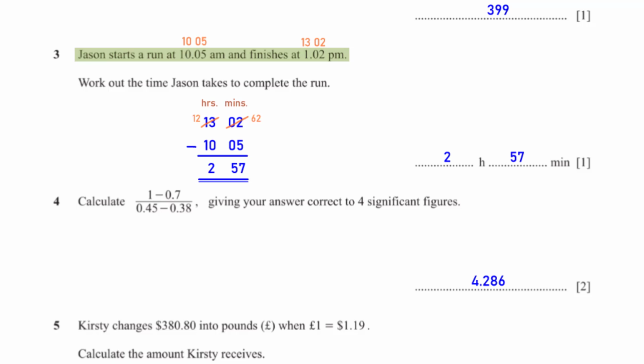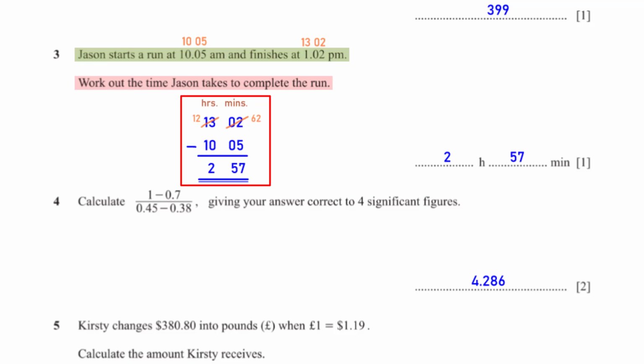Jason starts a run at 10:05 a.m. and finishes at 1:02 p.m. Work out the time Jason takes to complete the run. 10:05 a.m. is 10:05 on the 24-hour clock, and 1:02 p.m. is 13:02 on the 24-hour clock. To get the time Jason takes, we subtract 10:05 from 13:02.